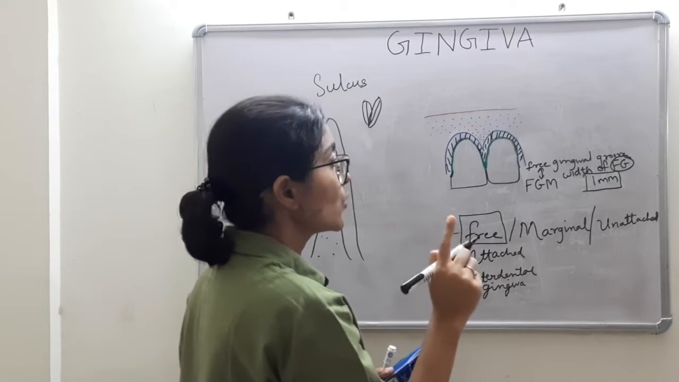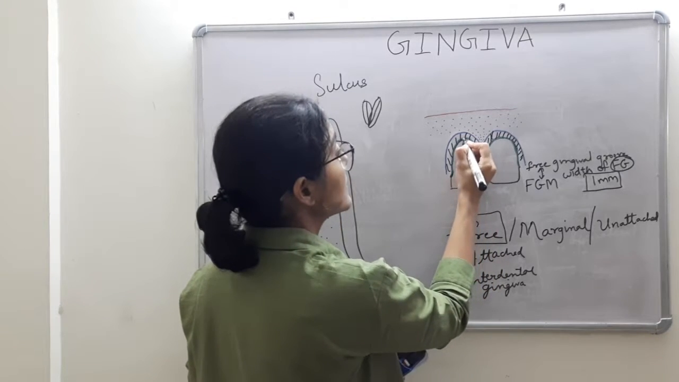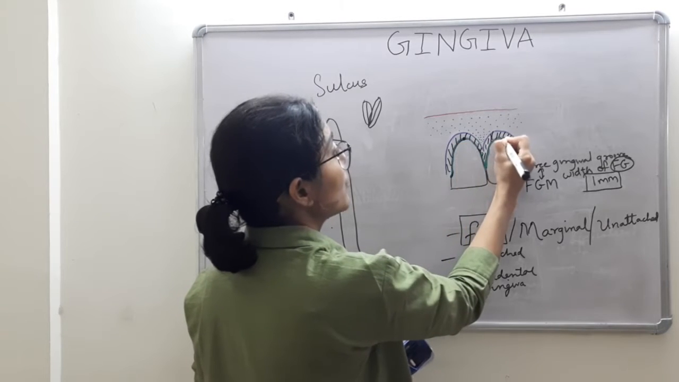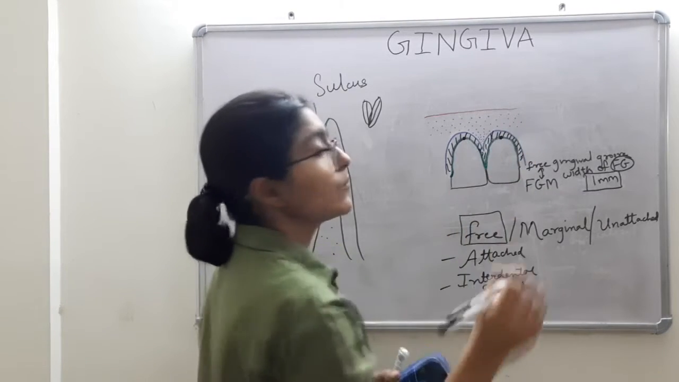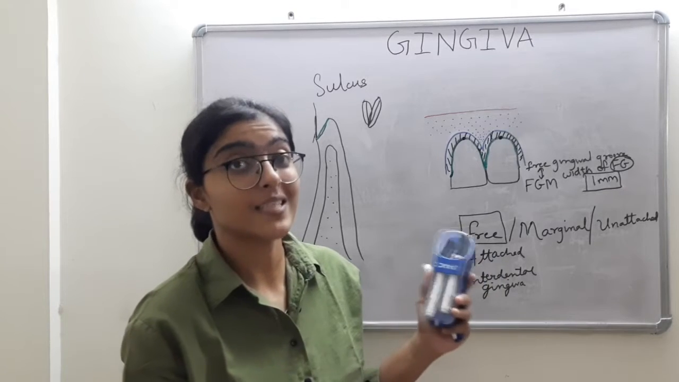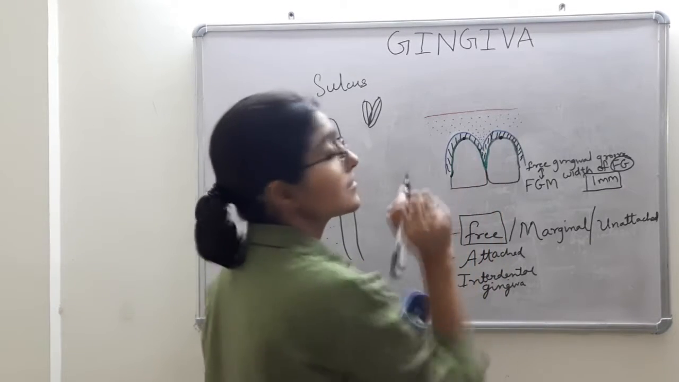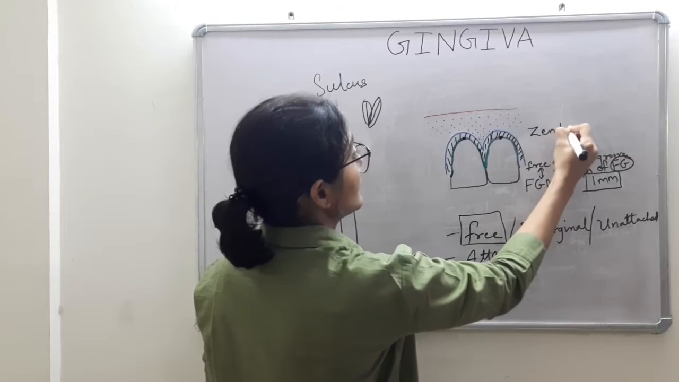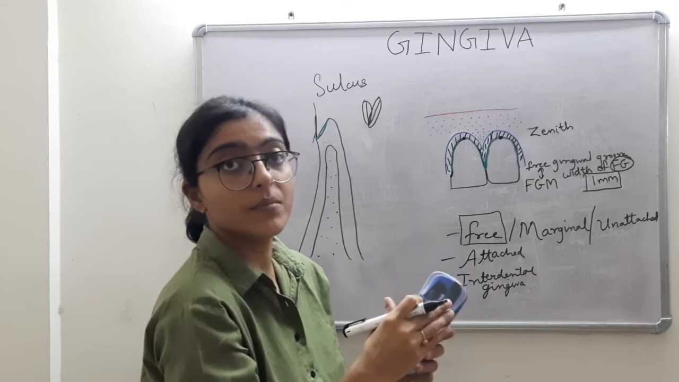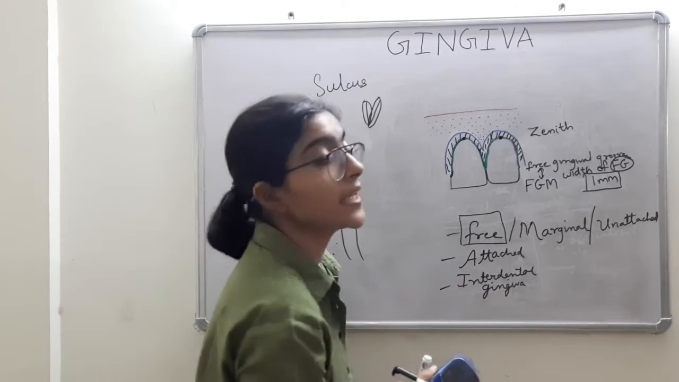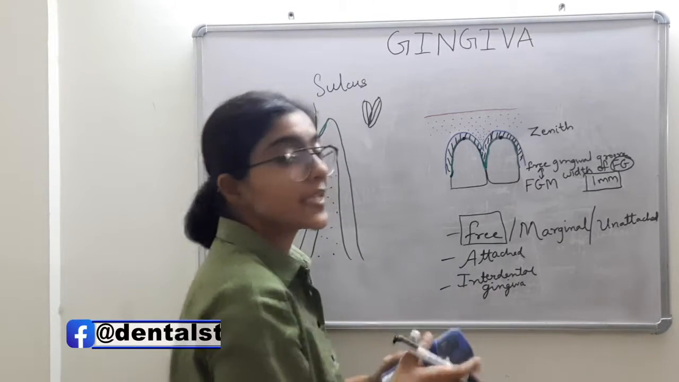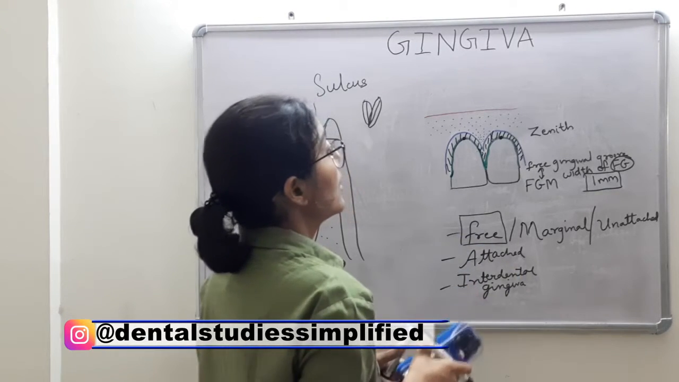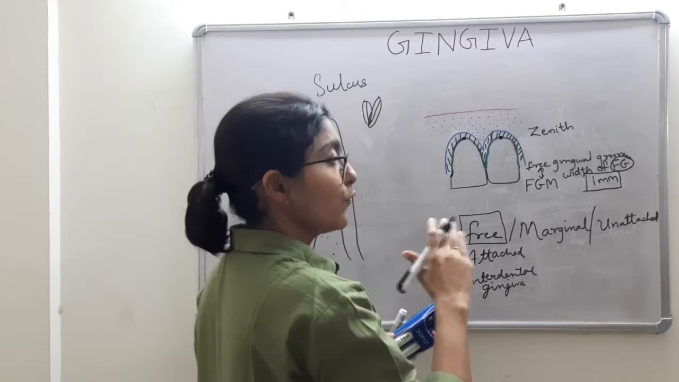And one more point about free gingiva is this scalloping. If you notice this scalloping, the most apical portion of these scalloping or accentuations is called the gingival zenith. That's zenith. A very important parameter to be kept in mind while treating any aesthetic cases, especially aesthetic crown lengthening. Clear? So this is all about free gingiva.